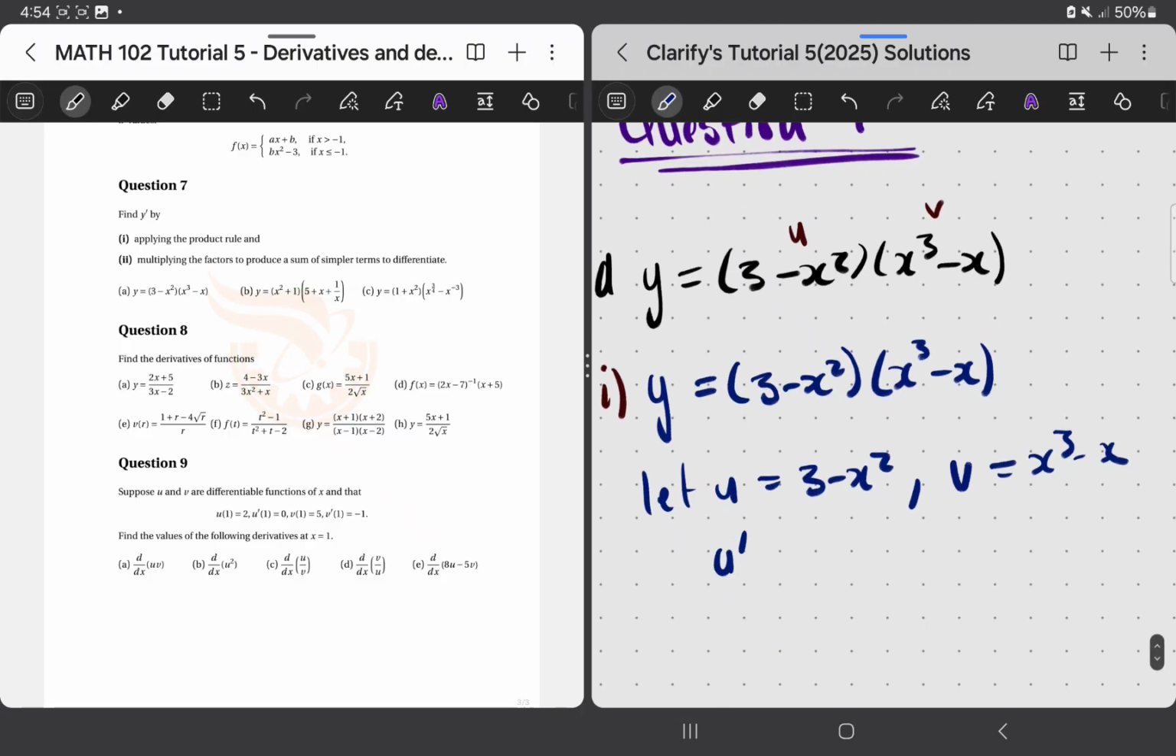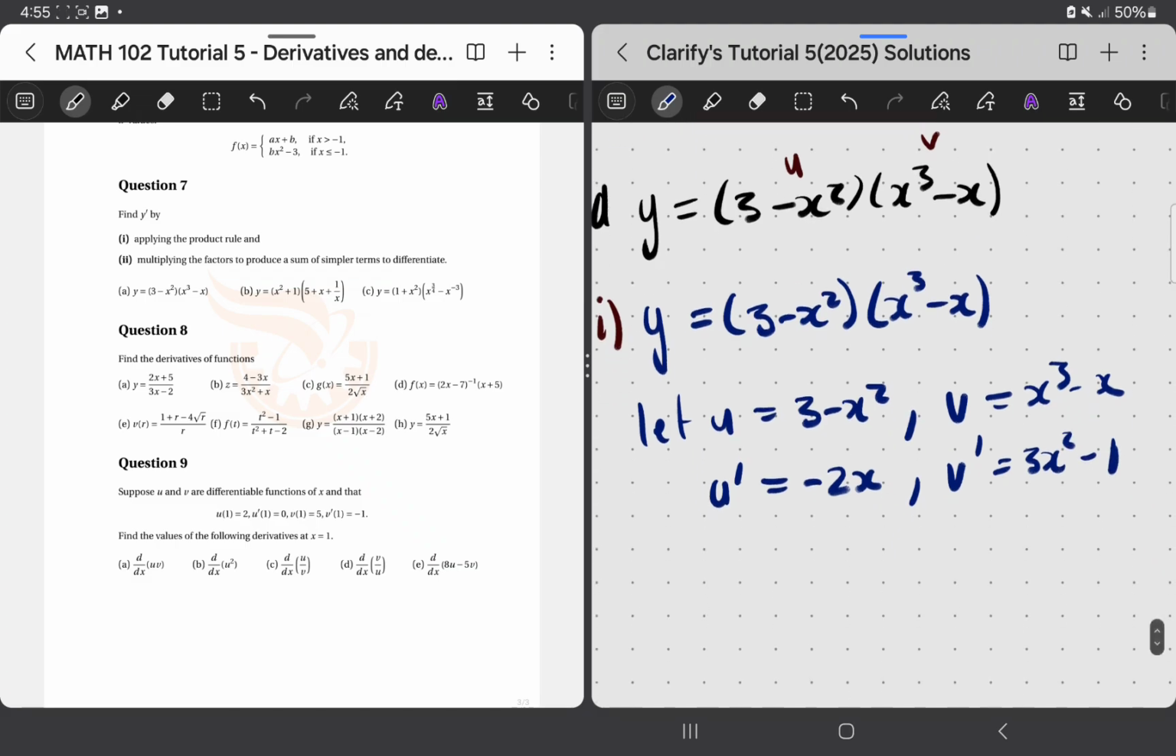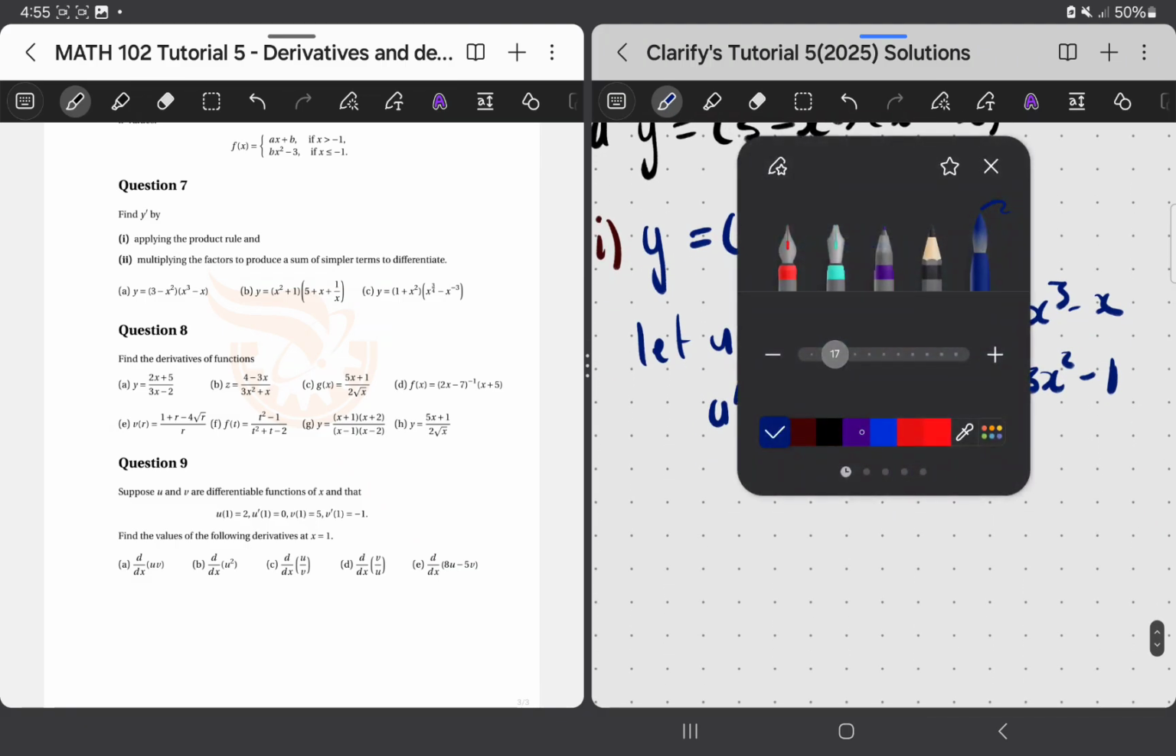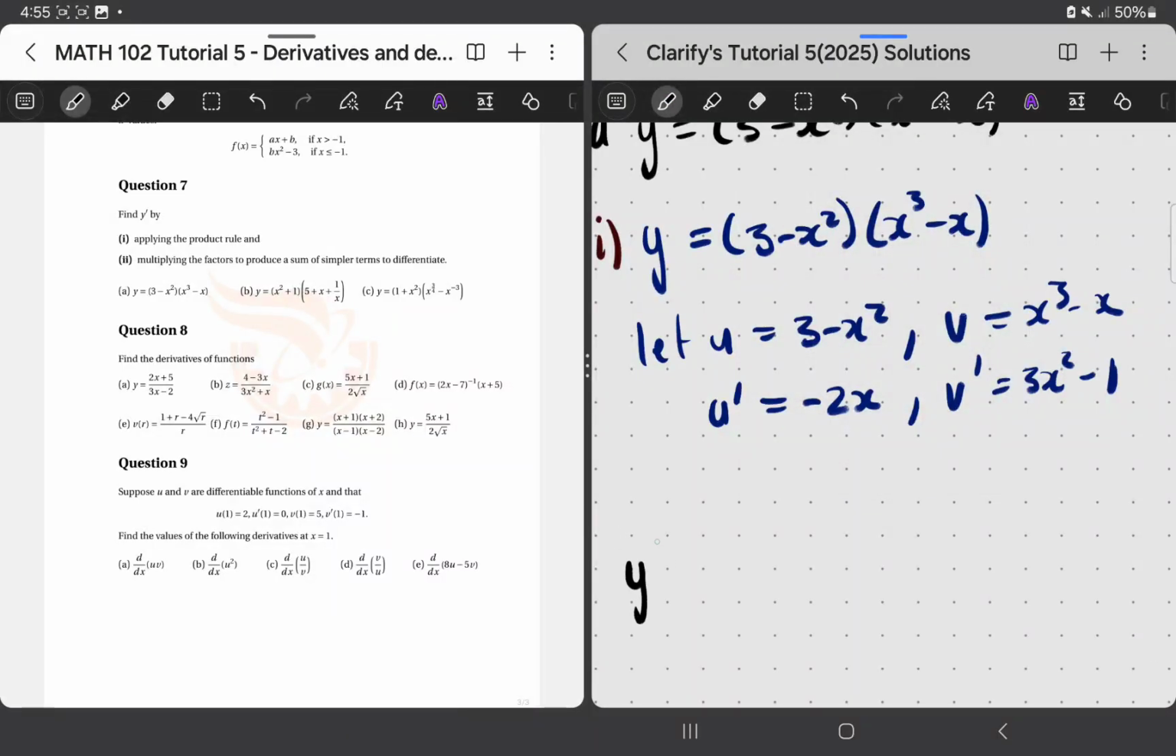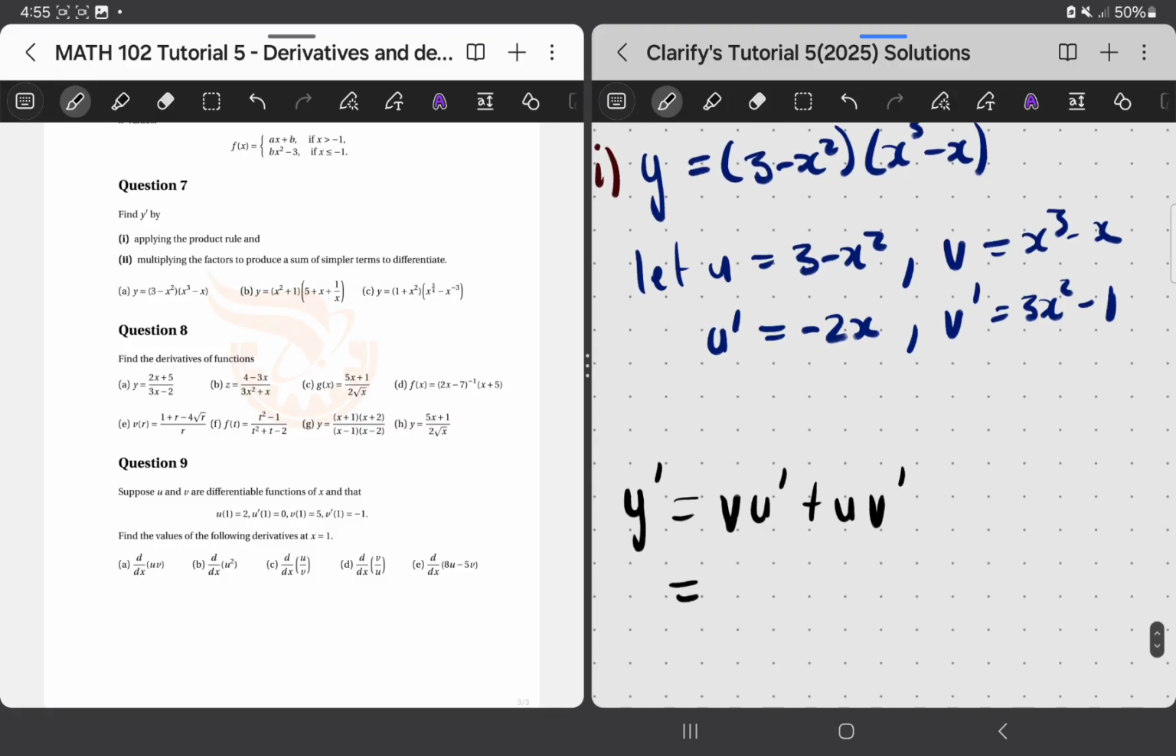Now you can find u prime, the derivative of the first. What is the derivative of 3? 0. Derivative of negative x squared: drop down the power 2, reduce it by 1, negative 2x. Then v prime is going to be: drop down the power 3, reduce it by 1, 3x squared, minus the derivative of x, which is 1. So it'll be 3x squared minus 1. Then y prime is going to be equal to v times u prime plus u times v prime. What is v? x cubed minus x, and it's going to multiply u prime. What is u prime? Negative 2x.